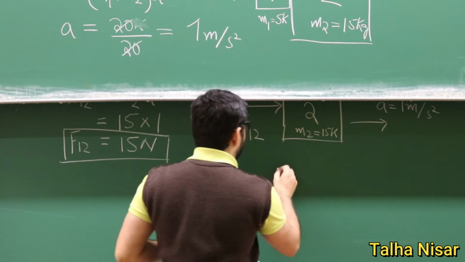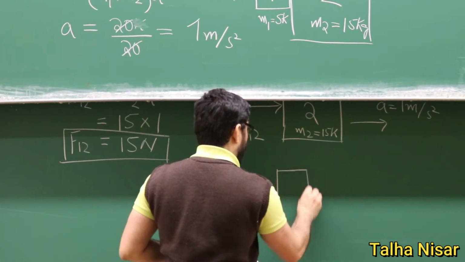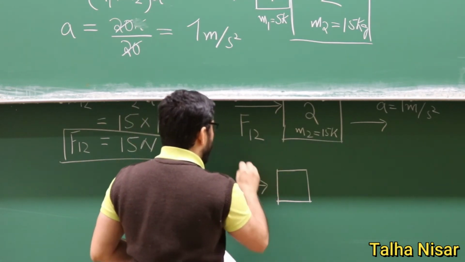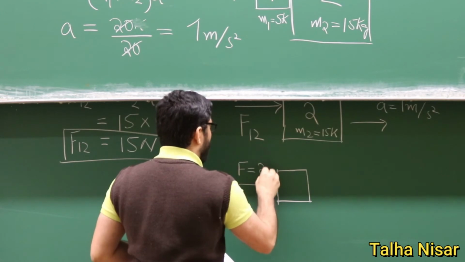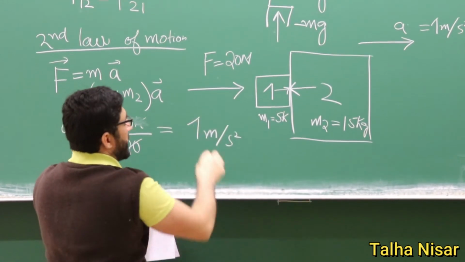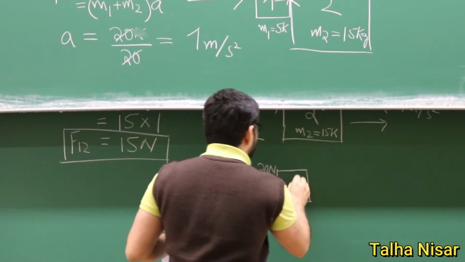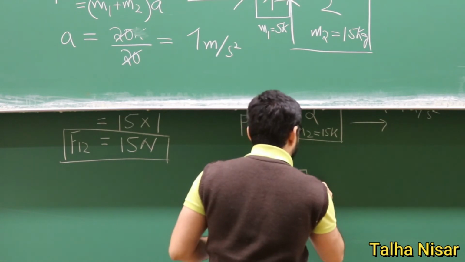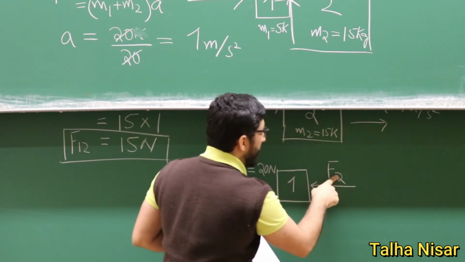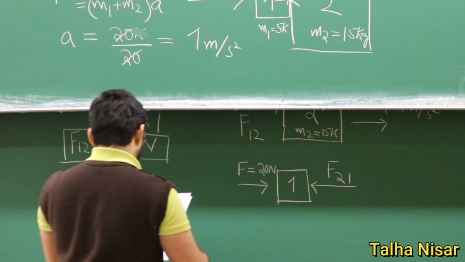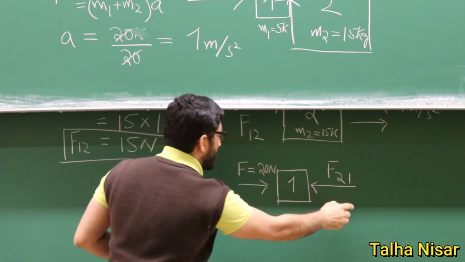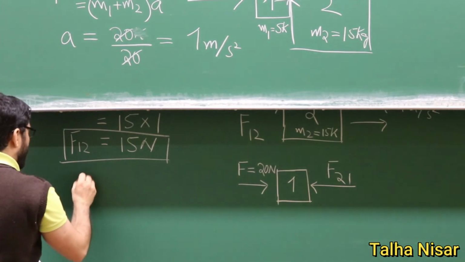So we have object 1 now. Here we can see there is a force of 20 newtons. That force is 20 newtons, which is given. And this is object 1. Now we want to know the reaction force by object 2 on 1. So we have two forces here.